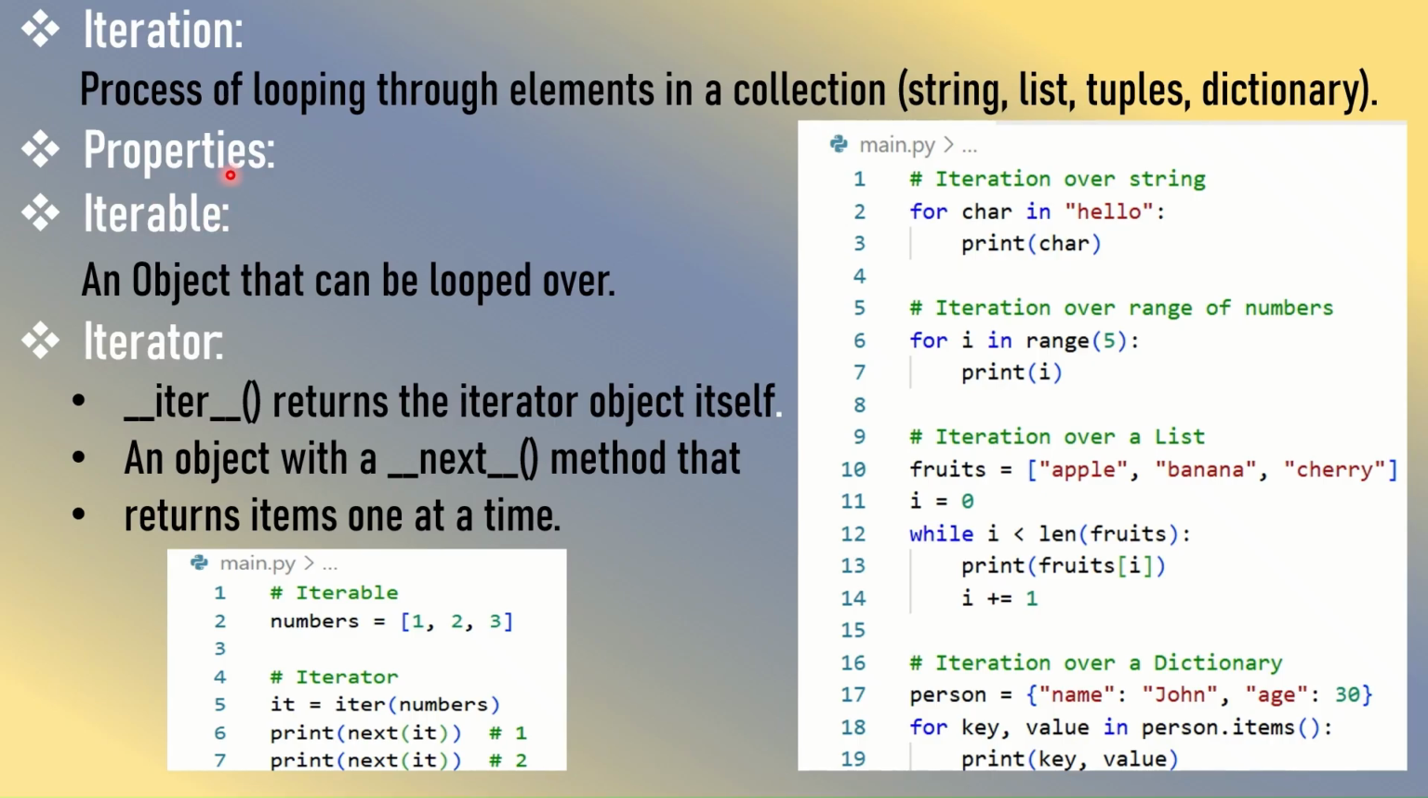And we have two properties that come under iteration. One is iterable and the other is iterator. So iterable is a collection, or I can say it's simply an object which can be looped over. So here we have a collection that includes a string, list, tuples, dictionary. All these collections I can call an iterable. Why? Because this is a collection which we can loop over.